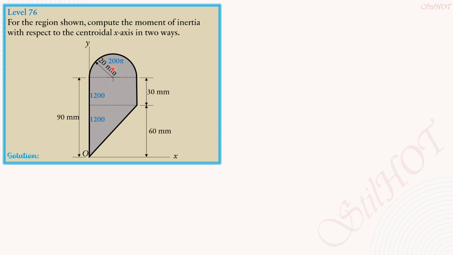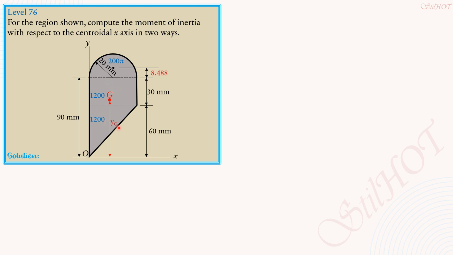The location of the centroid of the semicircle from the diameter is 4 times radius over 3 pi, 4 times 20 divided by 3 pi, and that would be 8.488. Again, 4 times 20, 80 divided by 3 pi is 8.488 mm. Then the centroid of the entire region, I call that G, and its distance from the x-axis, YG. For the centroid of the other elements, we'll just read it directly from the figure.